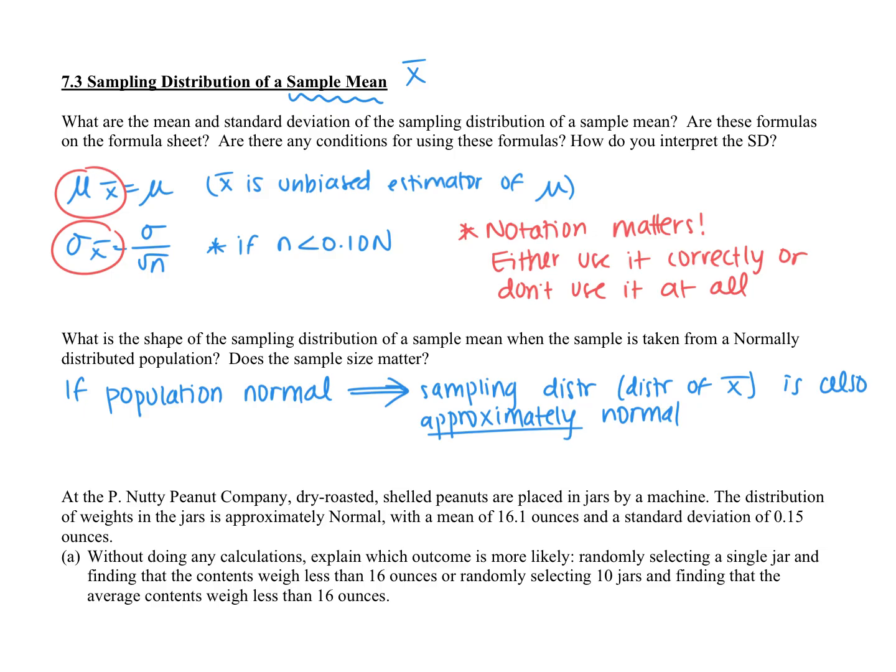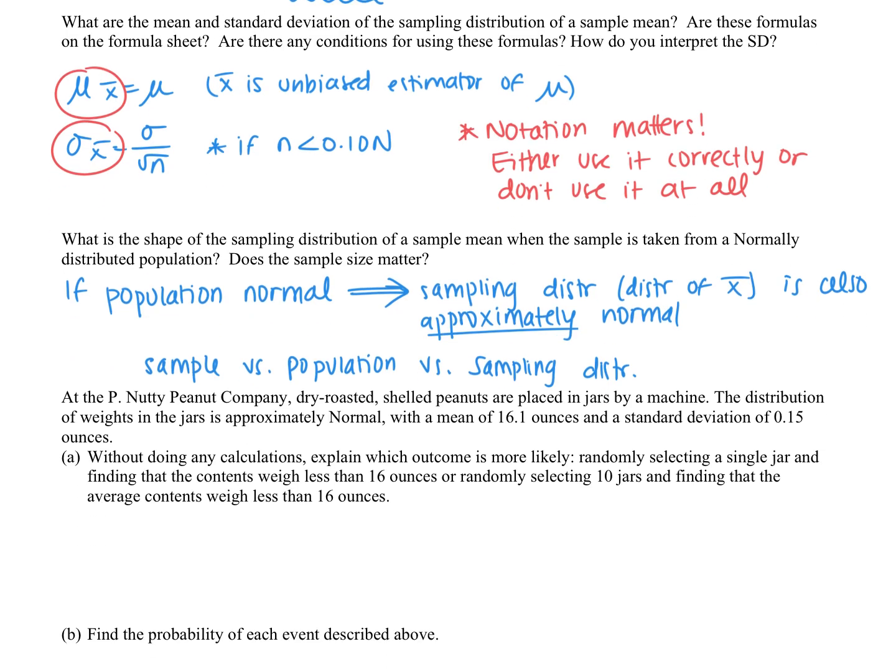I do want to remind you that there is a difference between the sample, the population, and the sampling distribution. We've talked about many times before, a distribution in general shows us all the possible values and how likely they occur. So the three different distributions, we could do that for a sample, population, or a sampling distribution. The sampling distribution is the one on the dot plot where every dot represents an entire sample of the same size.